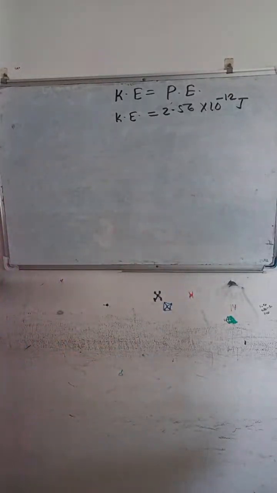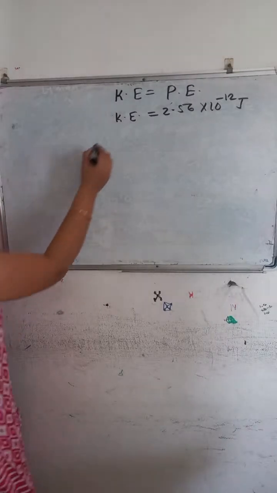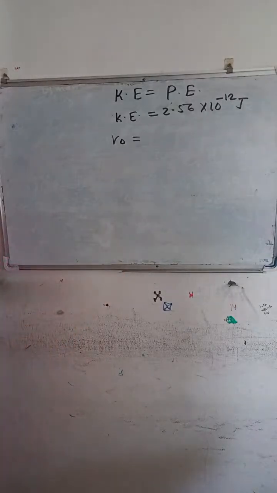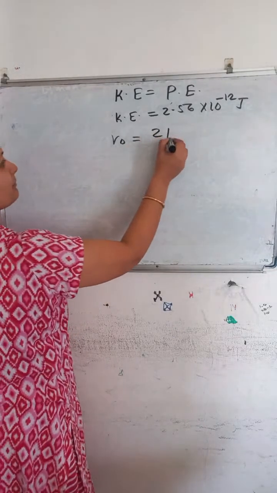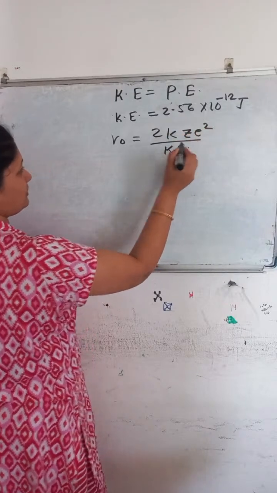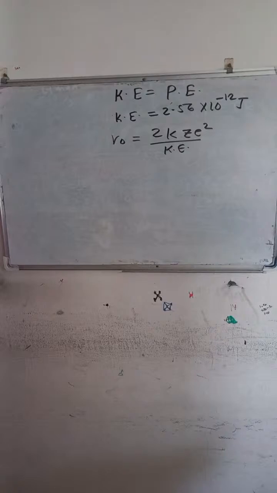This much is the kinetic energy given. So what is the distance of closest approach formula? We have R naught. Always write the formula. R naught is nothing but 2kZe square divided by kinetic energy. Can you get this? Now substitute the value.